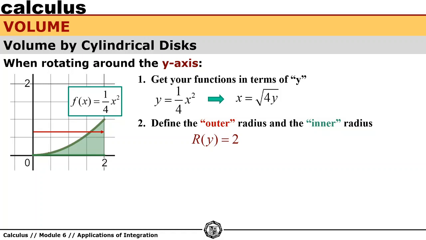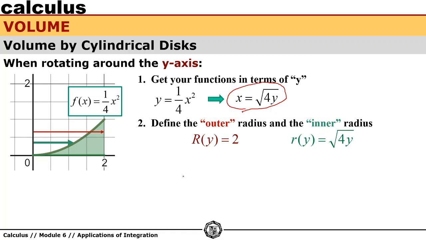Now the inner radius is going to go from the y-axis out to the green line curve here. That is going to be defined by the length of this segment here, which is essentially a horizontal x value. But what does x equal? x equals the square root of 4y. We want to remember that we defined x as the square root of 4y, and that's the distance from here to here. So little r is going to be the square root of 4y.